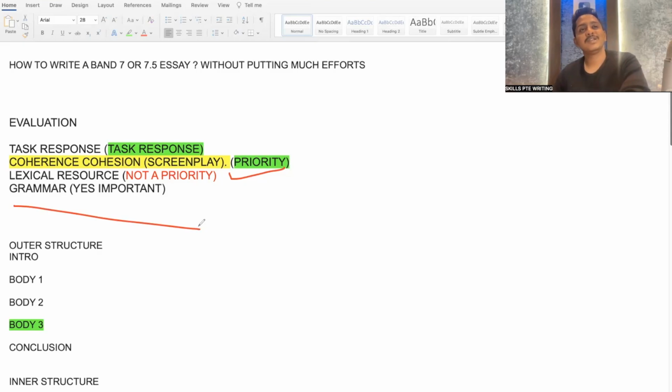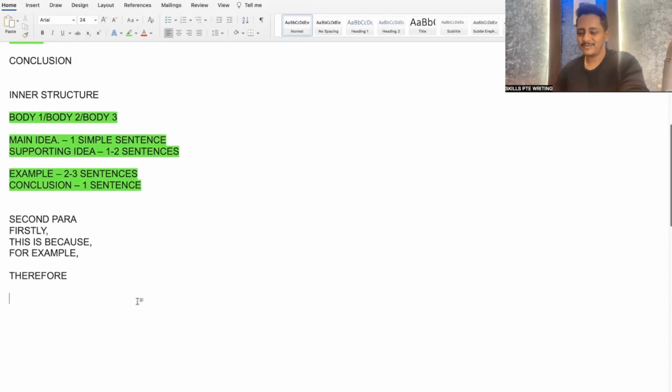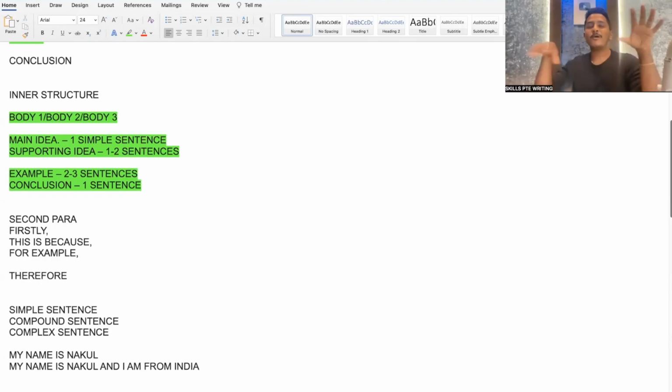Grammar is all about using simple sentence, compound sentence, complex sentence, and basic grammar stuff. There should not be basic errors. If you have normal, decent English, it should be fine. You need to have a mixture of simple sentence, compound sentence, complex sentence. So what is a simple sentence? My name is Nakul. What is a compound sentence? My name is Nakul and I am from India. This is a compound sentence. Compounding, addition, compound interest.